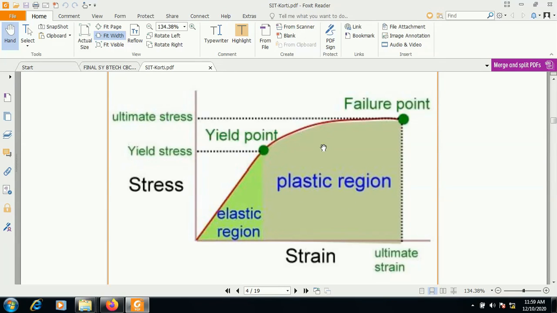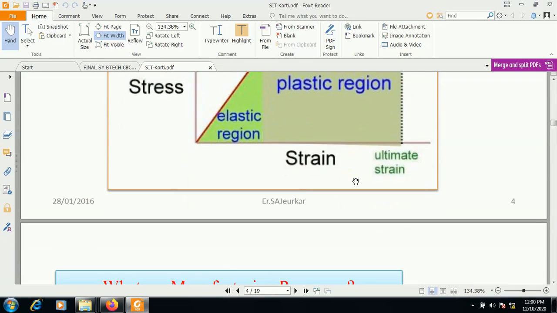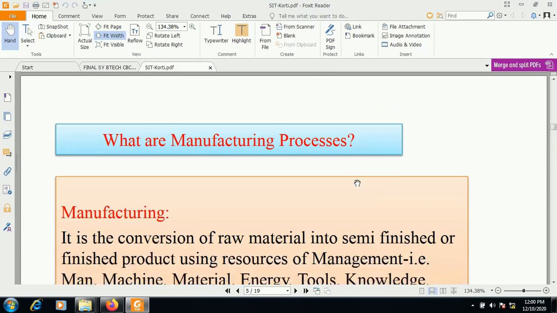This means all the deformation processes work in this region, that is the plastic region. The material goes into the plastic stage. With a little hammering, it will deform its size and shape, and we can give the desired shape to that metal. That is the plastic region. This is the stress diagram for the metals.